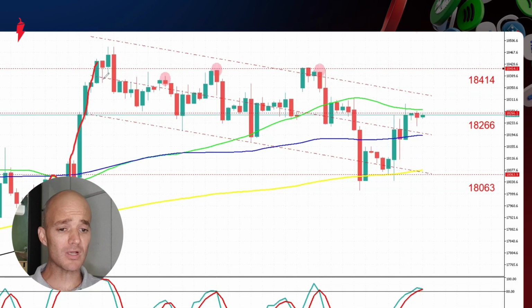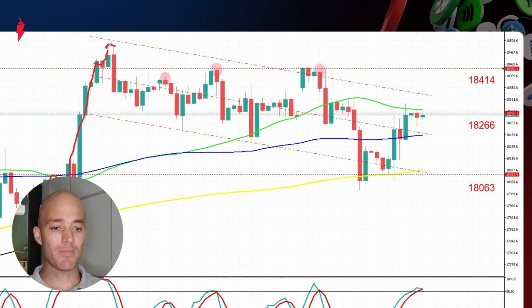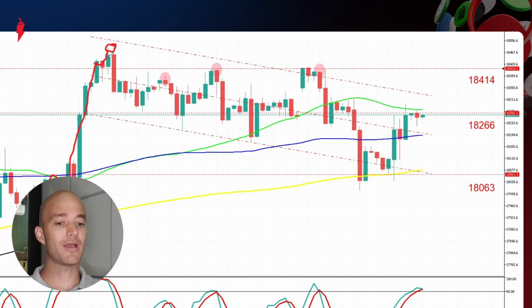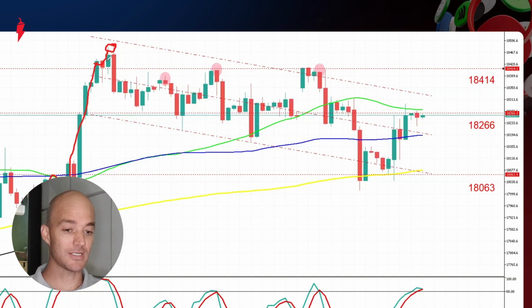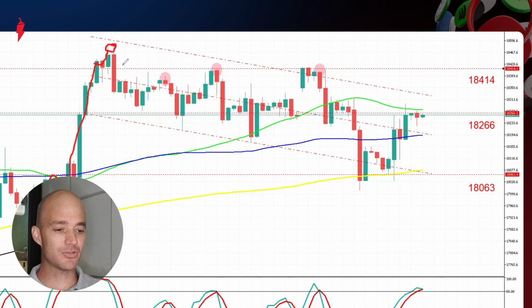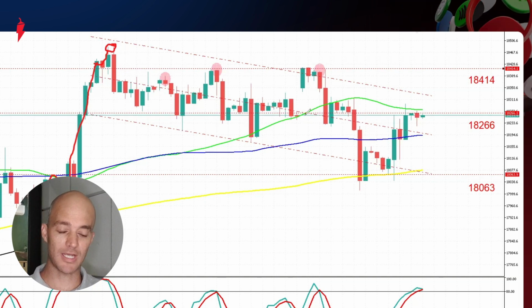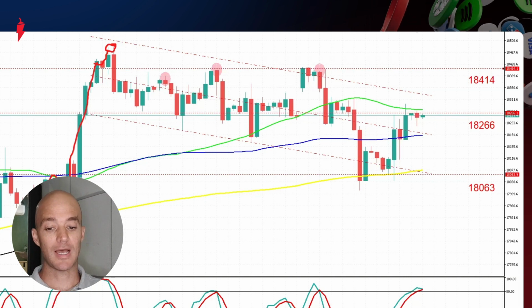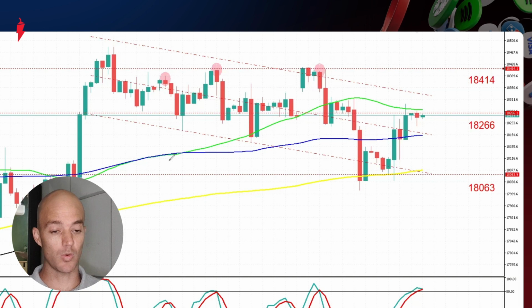Now currently, after that upward push, we made the most recent high over here, and from there it's just been downhill ever since. Now as you can see here, the market is basically trapped in a downward sloping channel. Now channels can potentially give you very good risk reward trades.